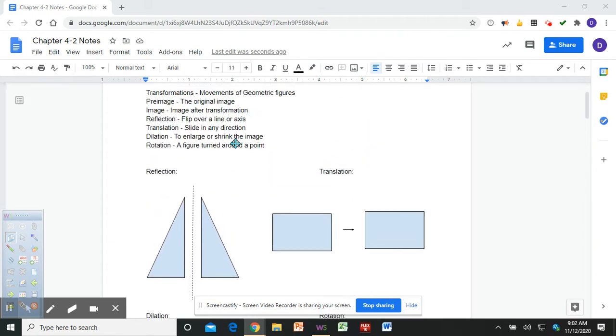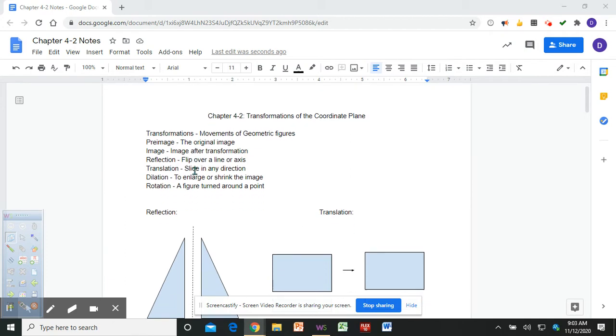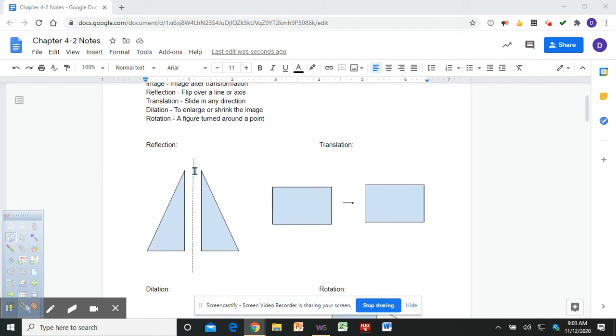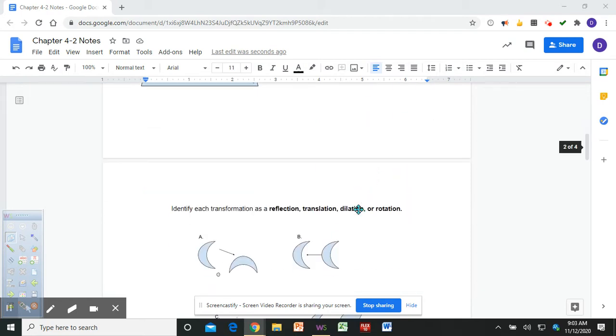A pre-image is what you start with. An image is what happens after you flip it or change it or whatever. So reflection, imagine this was my y-axis. It's just flipping it. Okay, you're reflecting it. Translation is we're just going to move it. A dilation is we're going to make it bigger or smaller. And a rotate, we're going to rotate it around a point, and that point would be the origin.